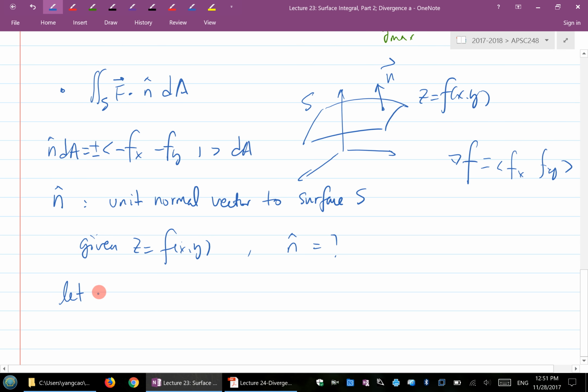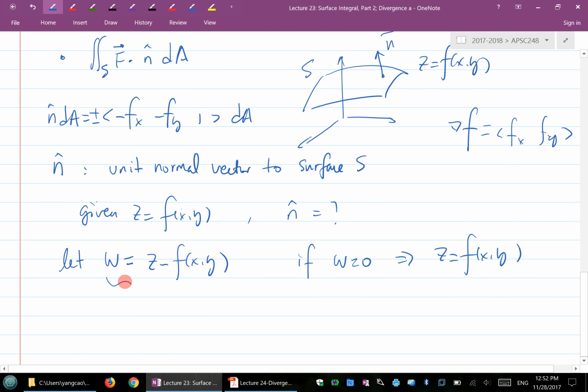Okay, so you basically let w equal to z minus f of x, y. Okay, so you create a new function, right? Create a new function, w equal to z minus f of x, y. If w equal to 0, then you get back to this given surface, right? Okay. So now, if you remember, this is a function of 3 variables, isn't it? Right? This is a function of 3 variables. So w equal to 0, if you recall, what do we call that? It's called a level surface, right? So it's one level surface.